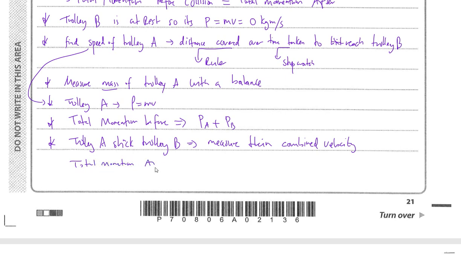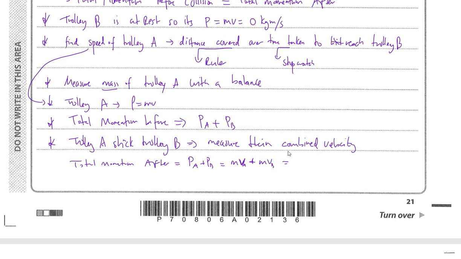The total momentum after the collision is the momentum of A plus the momentum of B. Momentum is mass times velocity, plus mass times velocity. The mass is the same. The velocity of A and the velocity of B, we're going to combine them together because they stick together and move together. So we need to determine this one.